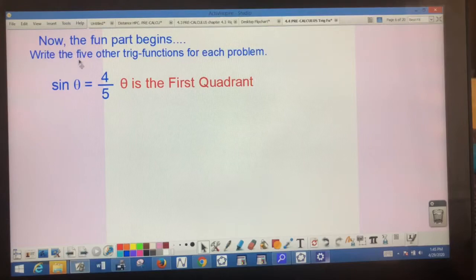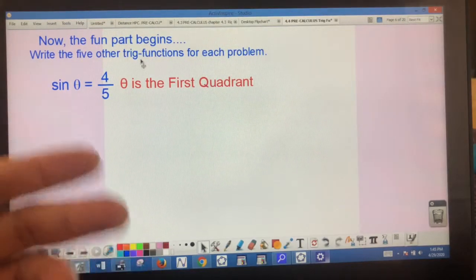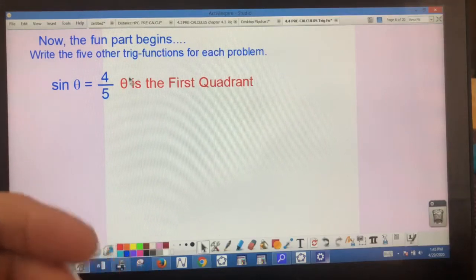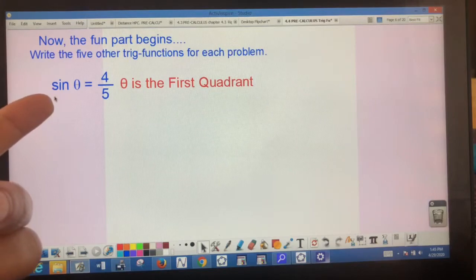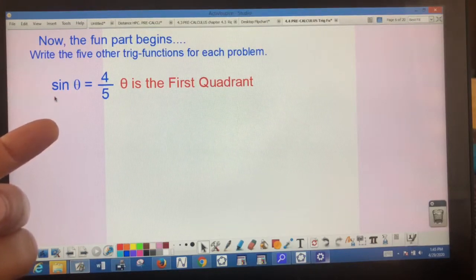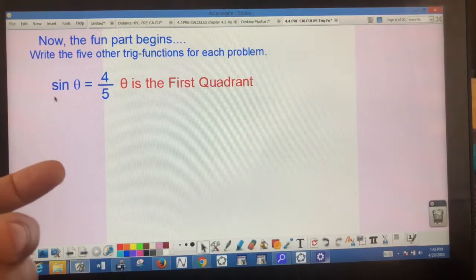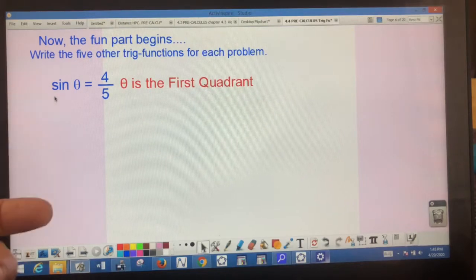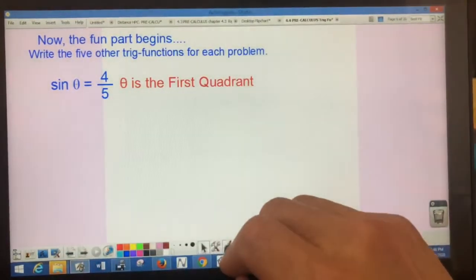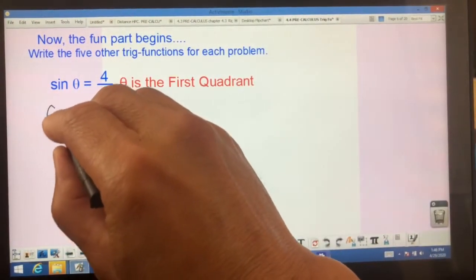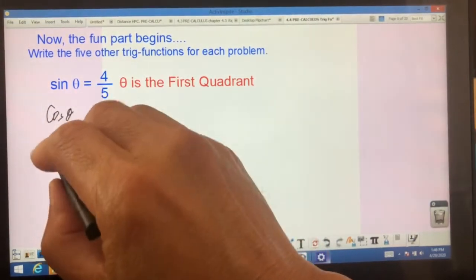You have to write the 5 functions, the 5 trig functions. You had the sine, so you're going to get cosine, tangent, secant, cosecant, and the cotangent. So those are the 5 terms. That's your job, okay? Our job is to finish writing all these other functions. This might get a bit long.